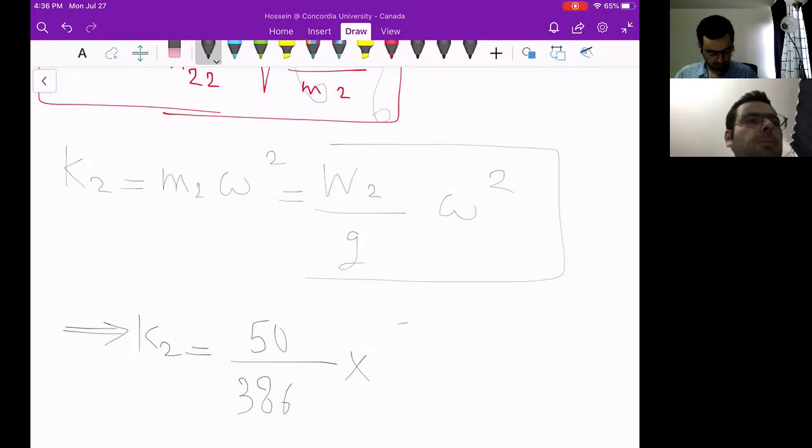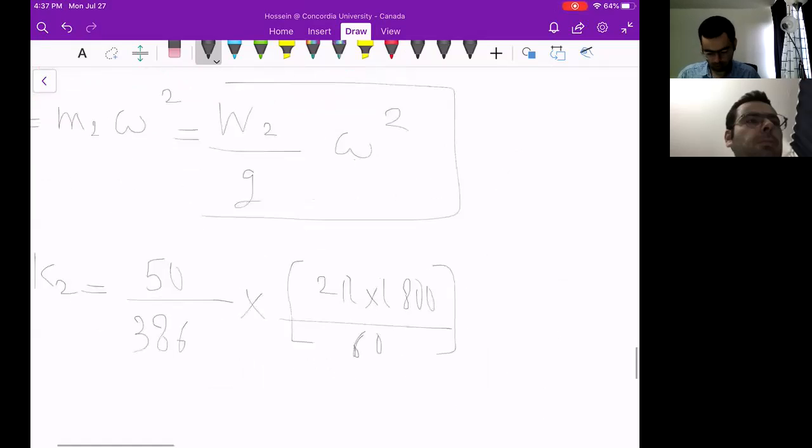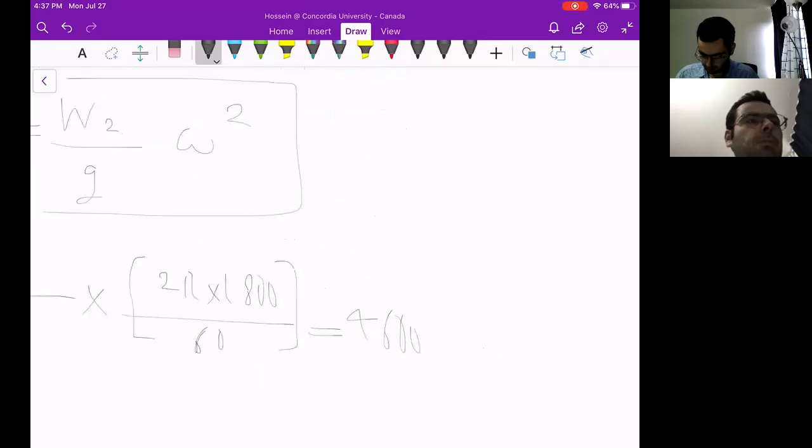So 2 pi multiplied by 1800 RPM. We have done this several times. So I just wrote the formula. Therefore, the stiffness would be 4,600 pound-inch. So the stiffness.